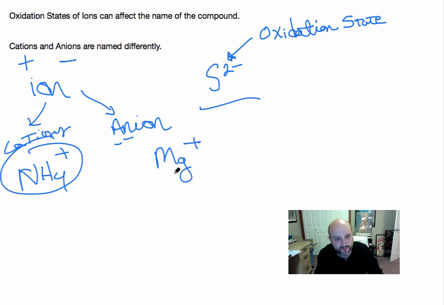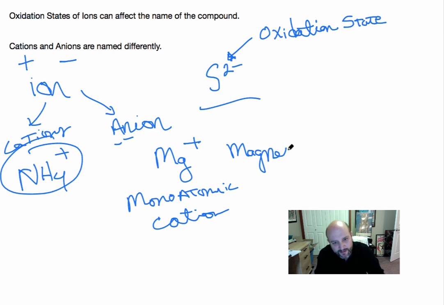If it's a monoatomic cation, then it's just named the name of the element. So this is just called the magnesium cation, or we just call it magnesium, if that's the case. But if the atom's an anion, and I'll change colors here, and I will erase some stuff so we can see a little better what's going on here.